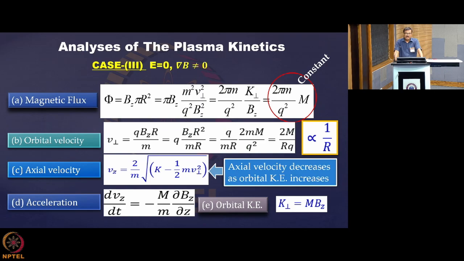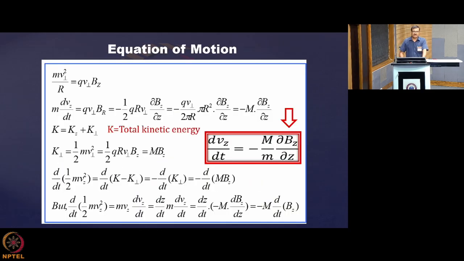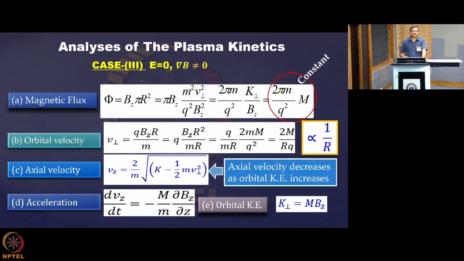Let us go to the next one, that is the acceleration. We have derived this relation: dvz by dt is equal to minus mu by m del Bz by del z. What is very interesting here is that this is a deceleration basically. So the higher the gradient, the more is the deceleration. Whatever the energy, the particle will get decelerated, and it may happen that at one point it will stop.